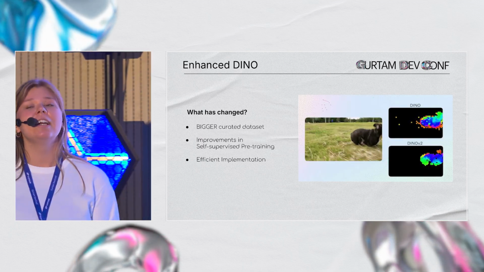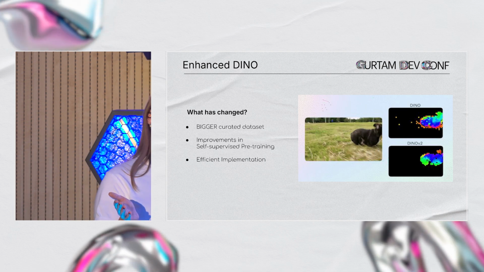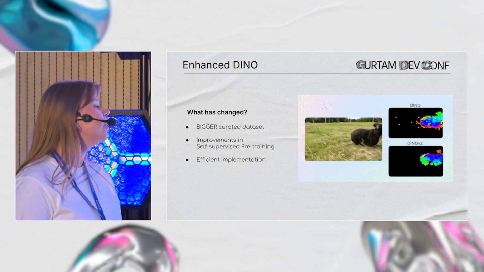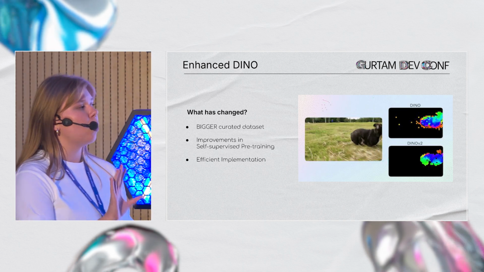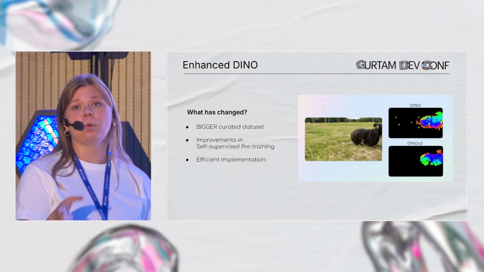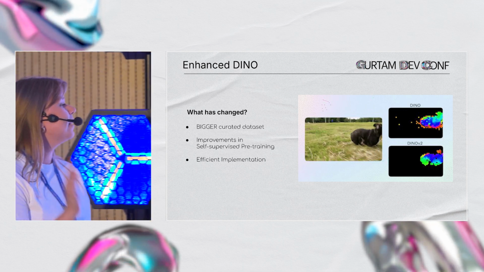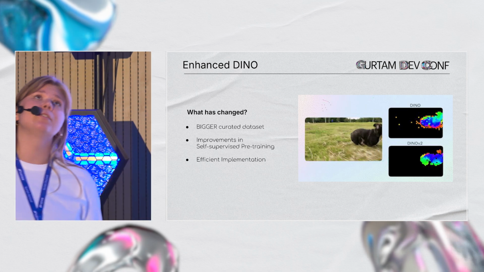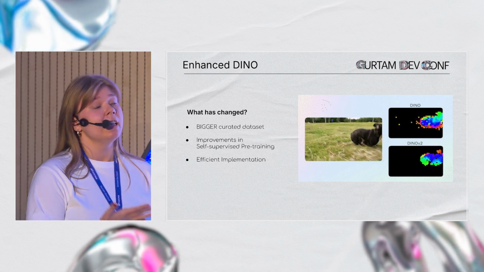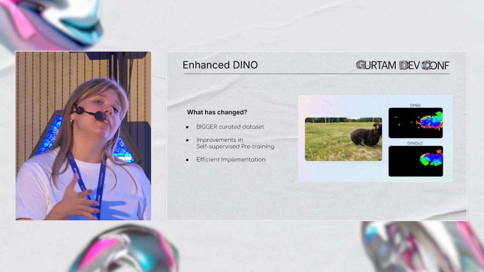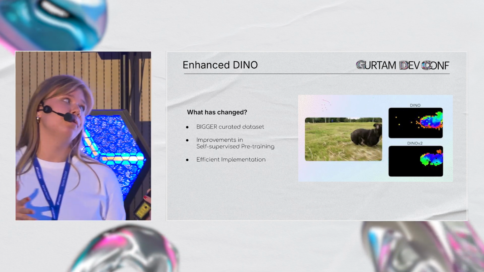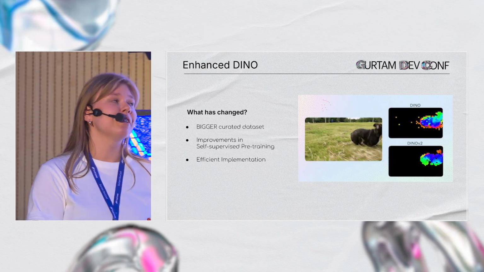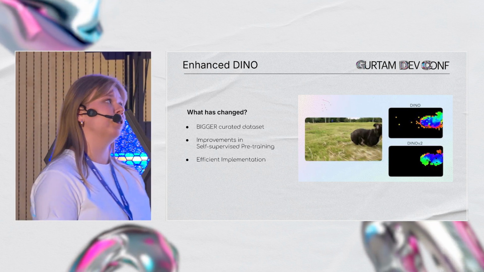They actually made the data set bigger, but they curated it, and it was a really nice pipeline that I will share with you. And they left the whole DINO method as it was, but they did some improvements in self-supervised pre-training. They did some stuff to optimize the training because they were training a giant transformer, which required a lot of memory, so they needed to do some implementations so that their model won't cost billions of dollars to train.